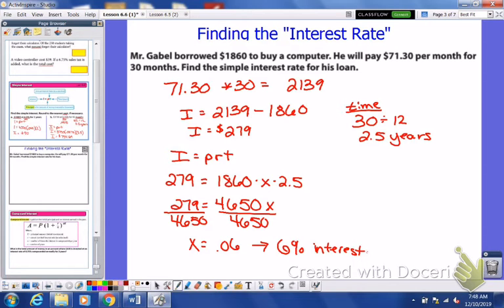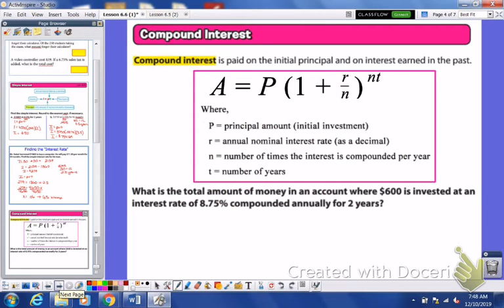Okay, the very last part of this lesson. So far we've been working with simple interest. Now we're going to look at compound interest. Compound interest is paid on the initial principal and on interest earned in the past. So now you're earning money on your interest instead of just your principal. We have that formula where P is still the principal, R is still the annual rate as a decimal. Now N is the number of times interest is compounded per year, and T is still our number of years.